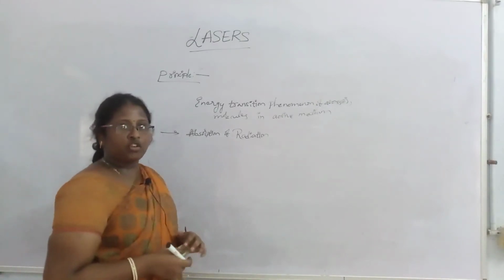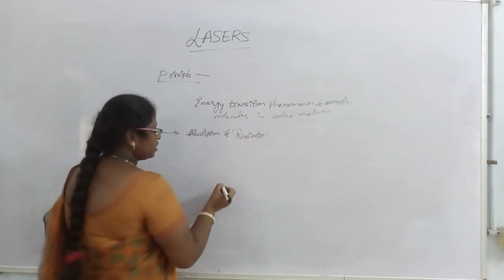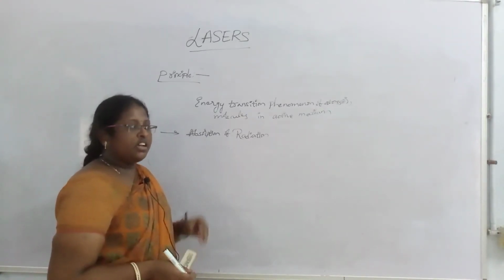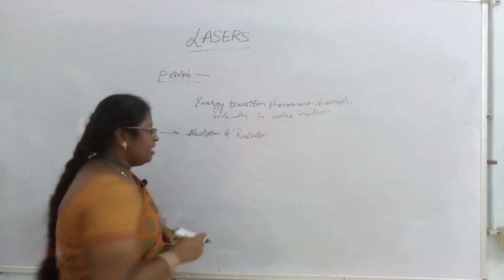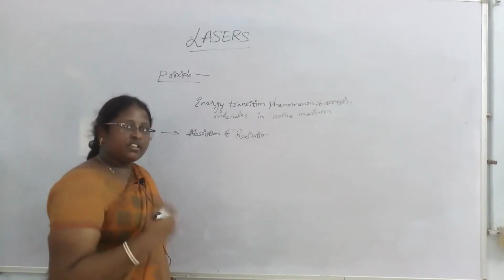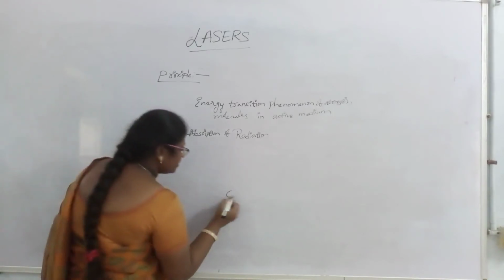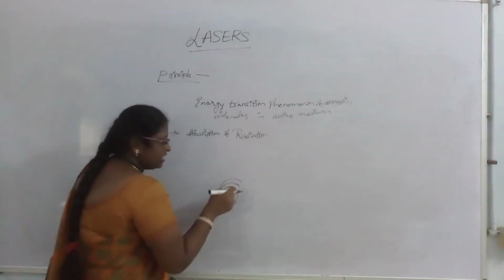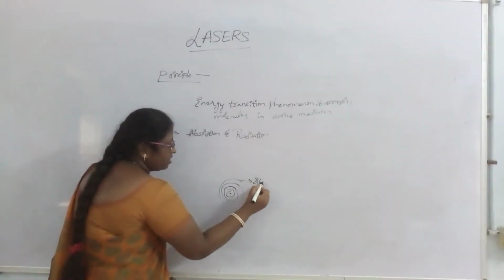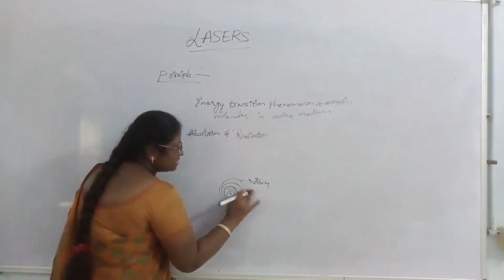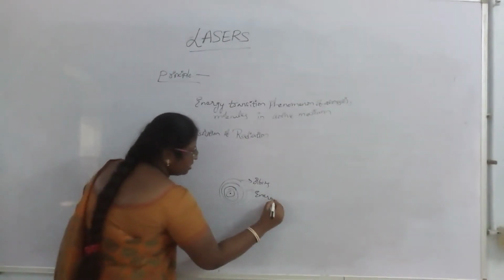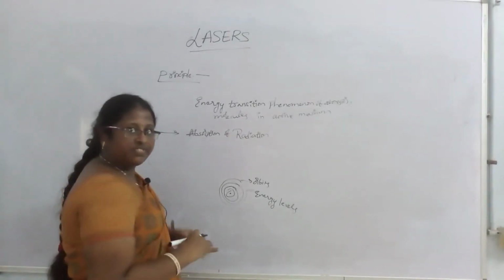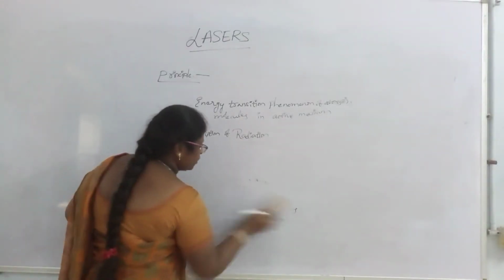We know that electrons revolve around the nucleus in discrete orbits. In discrete orbits, we have different numbers of energy levels. Suppose this is the nucleus; the electrons revolve around the nucleus in different discrete orbits. The discrete orbits are also called energy levels. On the basis of the energy levels, we discuss absorption of radiation.